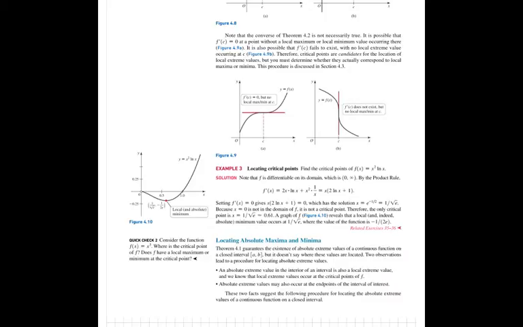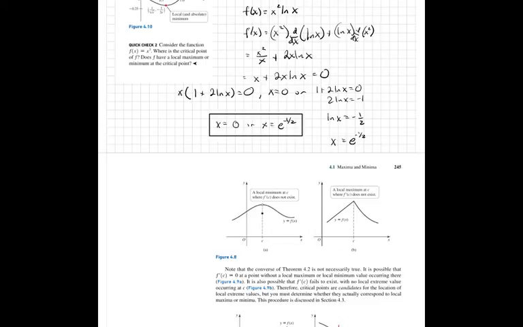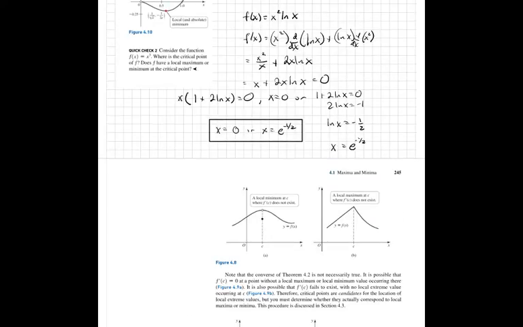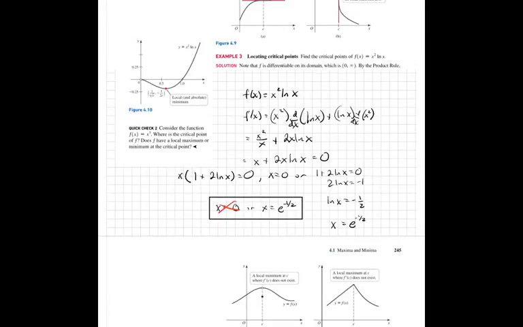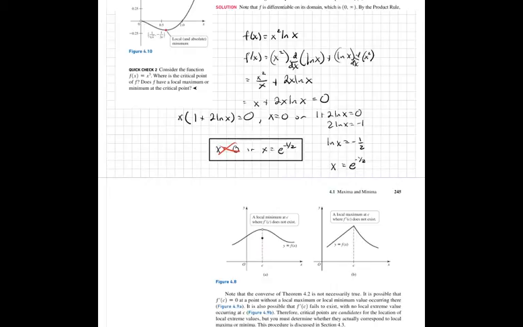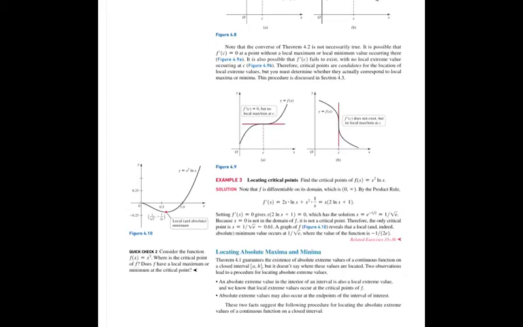Let me see. So we have to scrap this one. I'm gonna leave that error there because we didn't identify the domain, right? We can't take the log of 0, so x can't be 0. So again, note that x equal to 0 is not in the domain, so it's not a critical point. Therefore, the only critical point is e to the negative 1/2. Okay, that's fine.